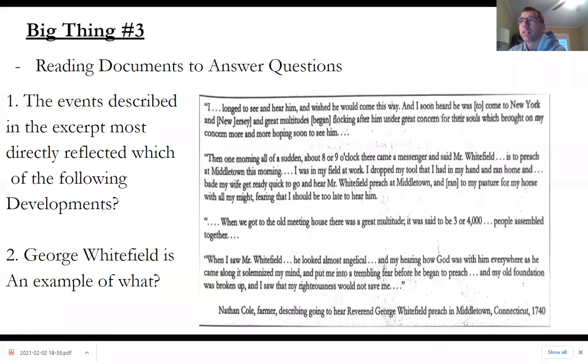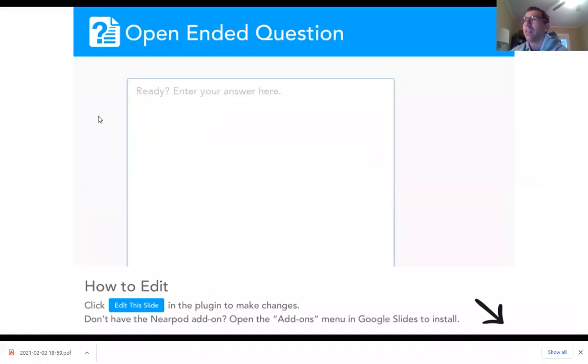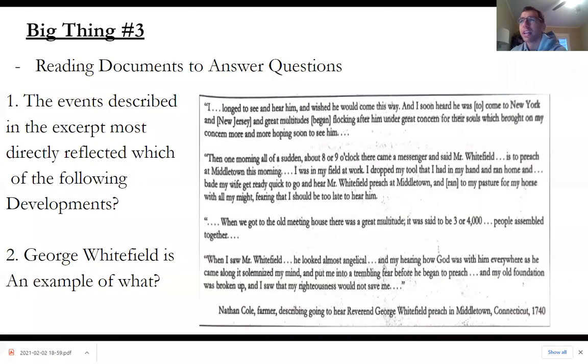Let me see if I have another example. So now you just have an open-ended question that you need to answer. And that open-ended question is, what's the first thing you need to do? Again, the first thing you always need to do is make sure you read the question.